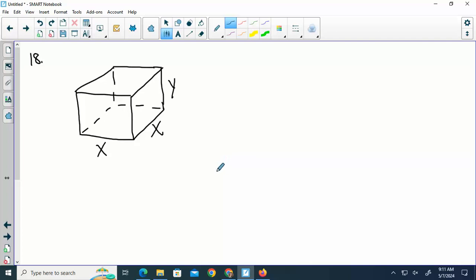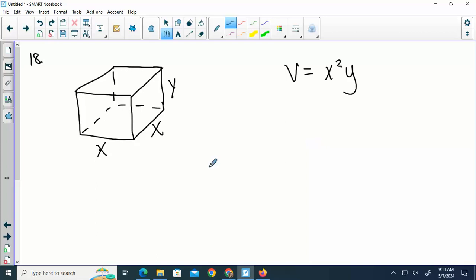Material for the top and the sides costs $1 per square foot. The material for the base costs $2 per square foot. Find the dimensions of the box with the greatest possible volume if you are allowed to spend $144 for the material to make it. So I want to maximize volume. Volume is length times width times height. So that would be x times x times y, or x squared y. Just like the last one, we don't want to do the derivative until we only have one variable. So that's where the other information comes in.